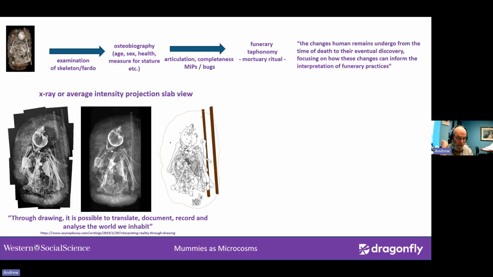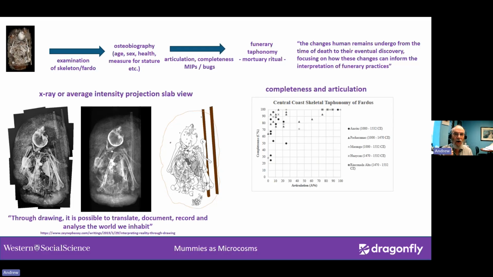And one of the interesting questions for us is, is the skeleton complete? Do you have all the necessary bones to represent an individual, and are they articulated with each other? And so that again is indicative. If they're not articulated, then that's indicative of taphonomic change.